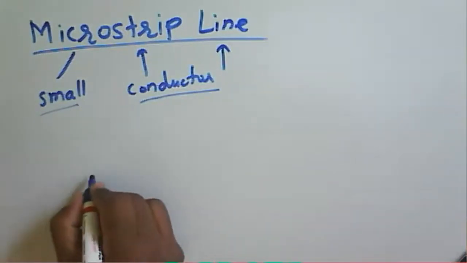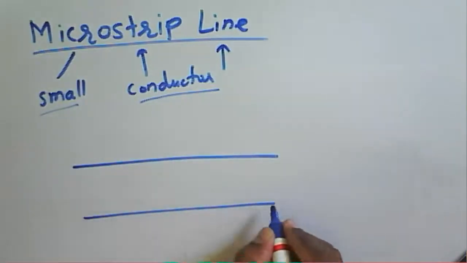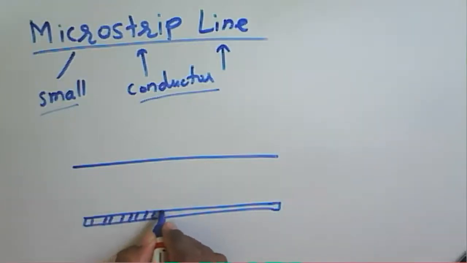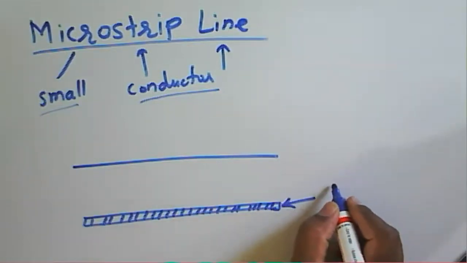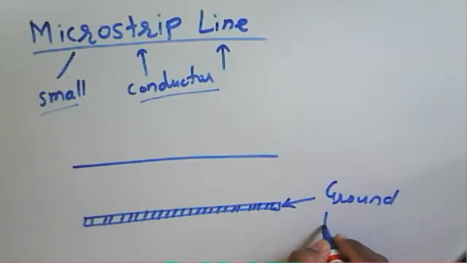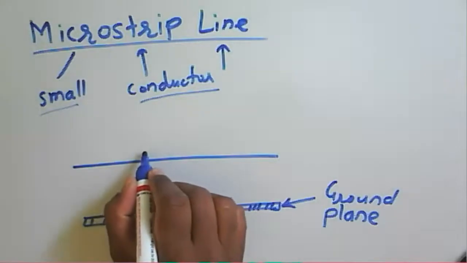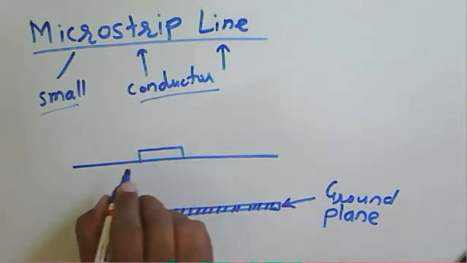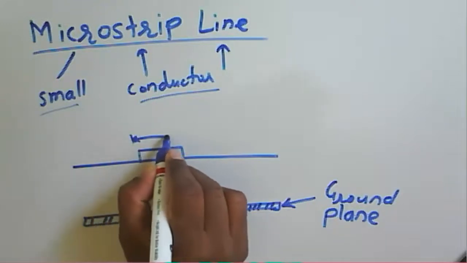Now, in the configuration we see here for a microstrip line, there are two planes. One is a conducting plane, and another is a ground plane. So this one is the ground plane. Then the conducting plane, because it is a small strip, the microstrip, is present here. And this one is the conducting plane. Now it has some width here.